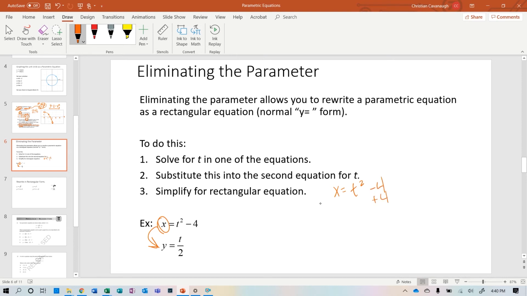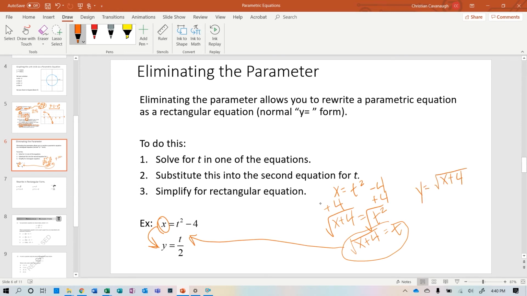So the first thing you're going to do is add 4 to both sides, and you would have x plus 4 equals t squared. And then you're just going to take the square root to get rid of that squared on the t, and you would have the square root of x plus 4 equals t. So then to put it in the rectangular form, I need to take that t equals the square root of x plus 4 and replace the t in the y equation. So I would have y equals the square root of x plus 4, divided by 2. And that would be my new rectangular equation.